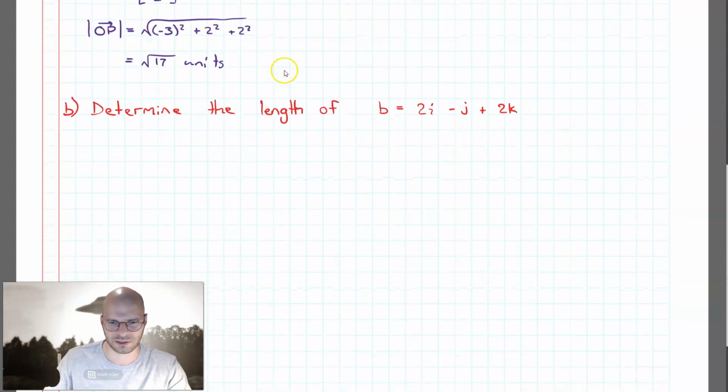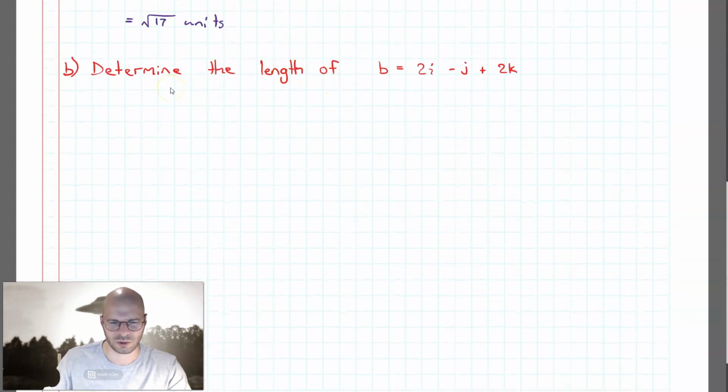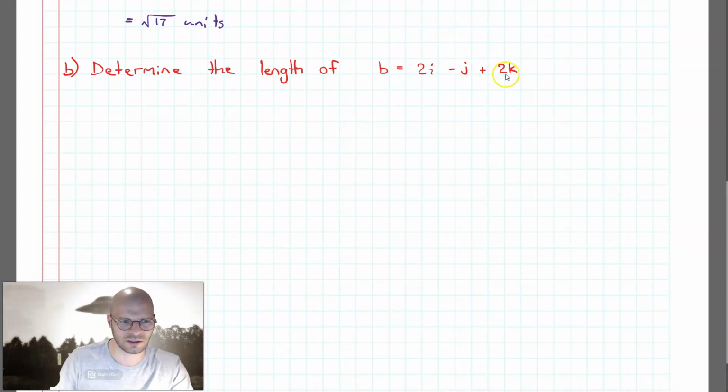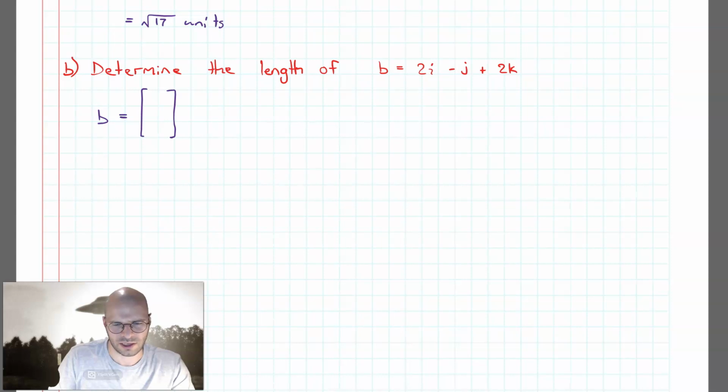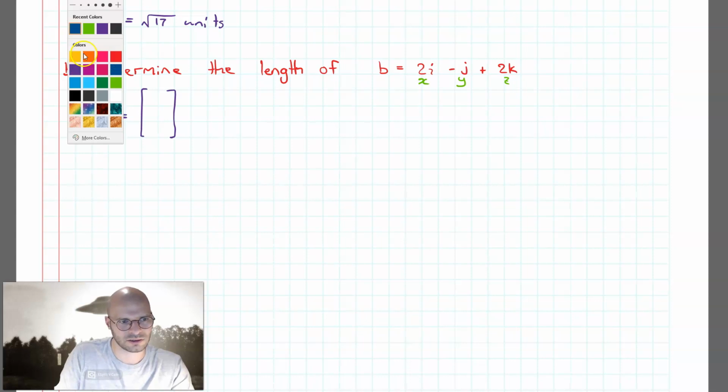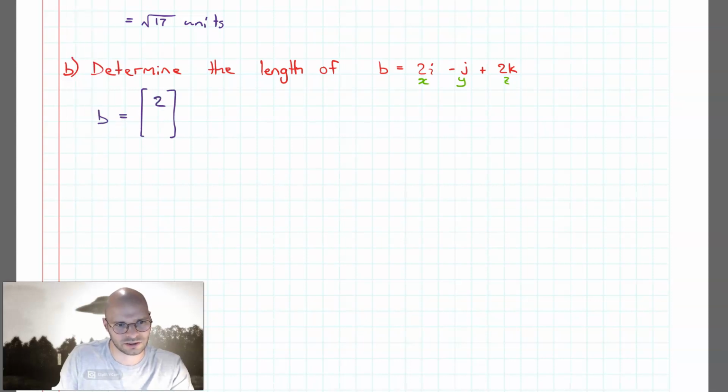Now, what if it's presented in a different form? Suppose we want to calculate the length of vector B, which is defined as 2i minus j plus 2k. What we need to do for this one is first set ourselves up for success by writing it as a vertical vector. To do this, I know that the i's represent the x's, the j's represent the y's, and the k's represent the z's, so i, j, k. Thus, putting this in, it's going to be 2, -1, 2.